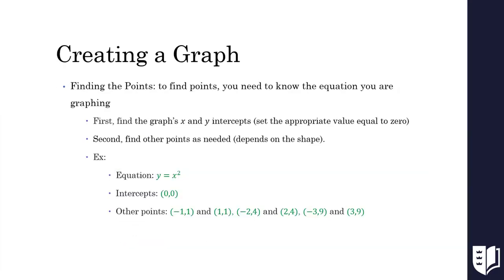In order to create a graph, we need to do 3 things. First, we need to find important points on the graph. We do this by finding the x and y intercepts of our equation, and then other pairs of points until we can estimate our graph.